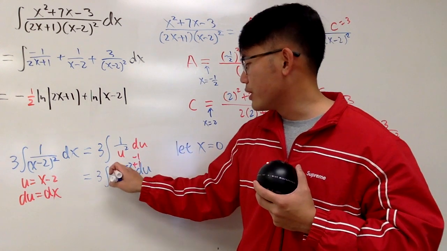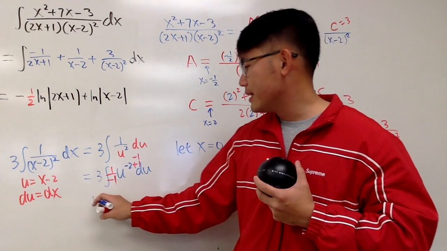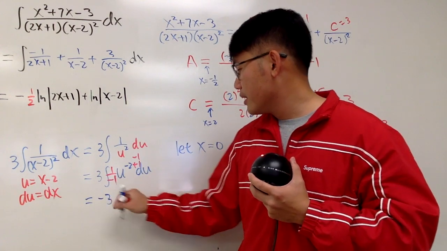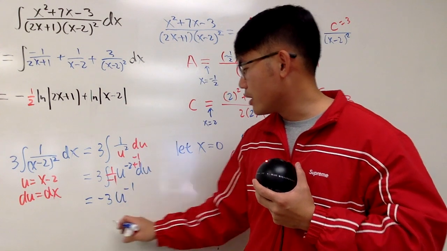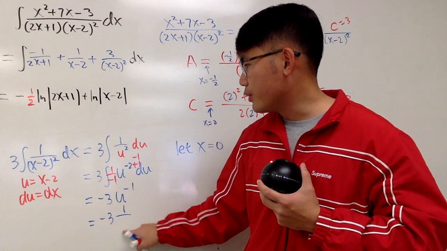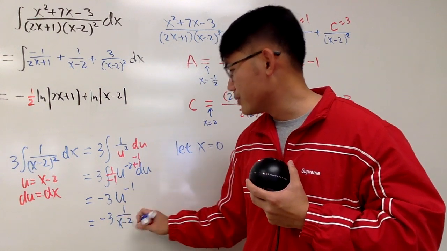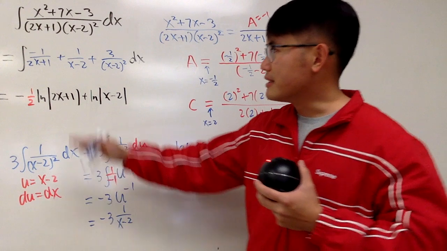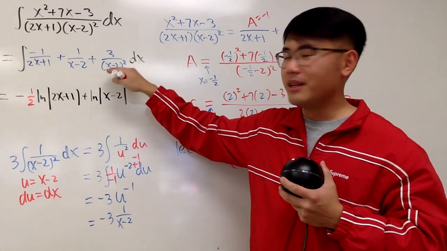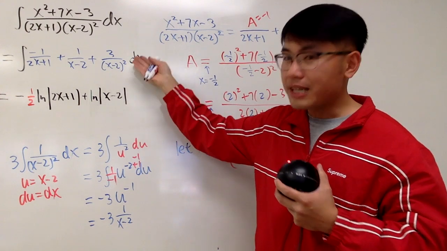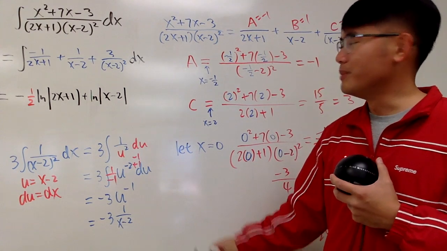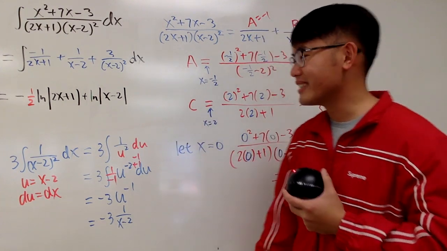When you integrate this guy, you add 1 to the power, which is negative 1. Divided by negative 1, you get 1 over negative 1, right? And in the end, this times that is negative 3. And then you have u to the negative 1 power. Of course, this is negative 3 times 1 over u, and u is x minus 2, like this. So it's not always natural log, natural log, natural log, okay? When you have x minus 2 to the second power, you have to do this, right? And sometimes you may end up with an arctangent, but that's another situation.